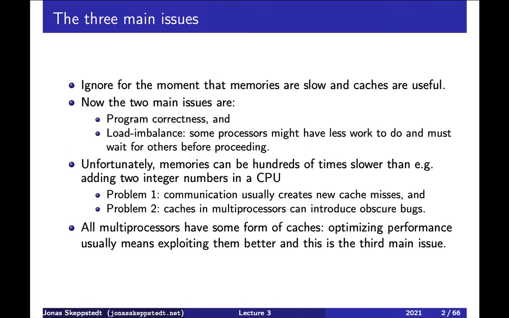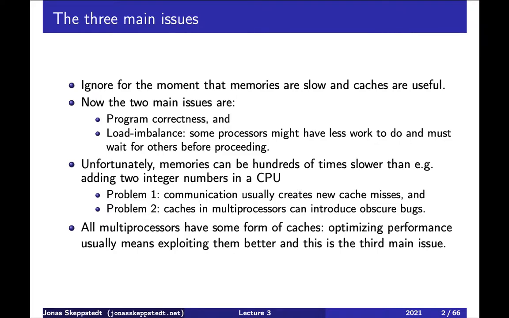So, first, let's assume that memories and cache memories are slow. There is a small chance that you have not taken a course about cache memories. Let me explain it extremely briefly here. A cache memory is like a small memory with contents that is a copy of the data in the main memory.